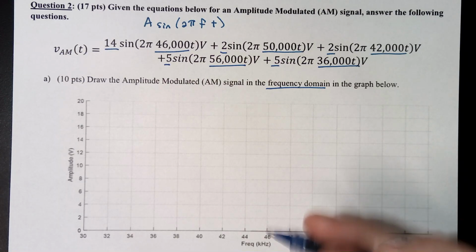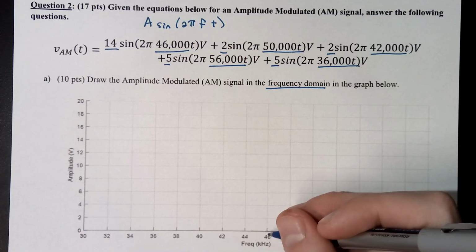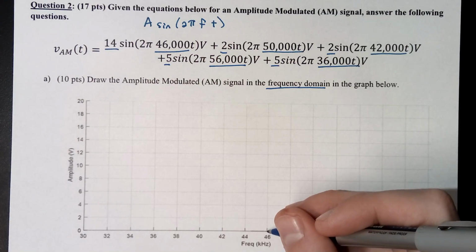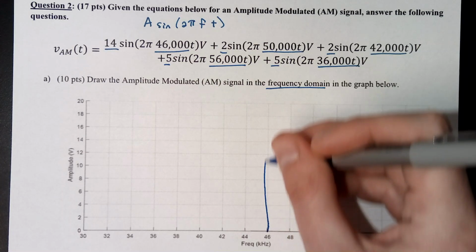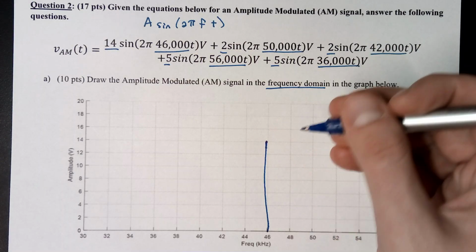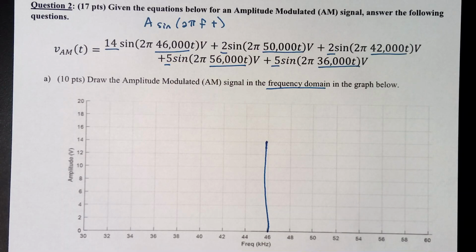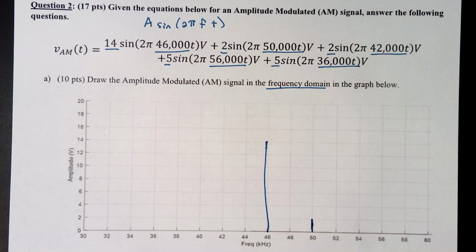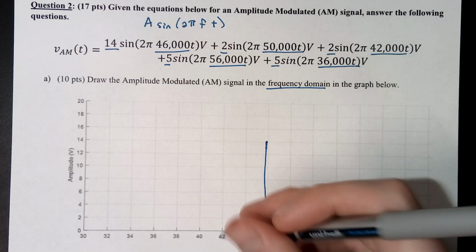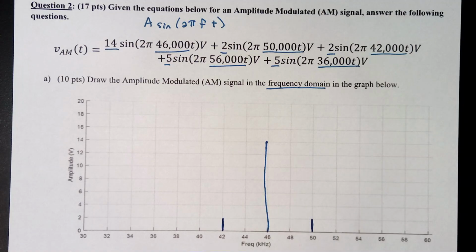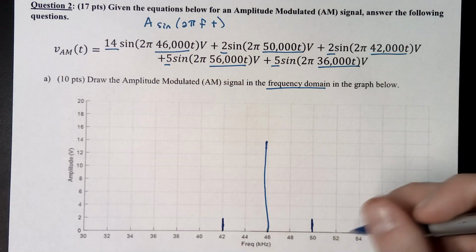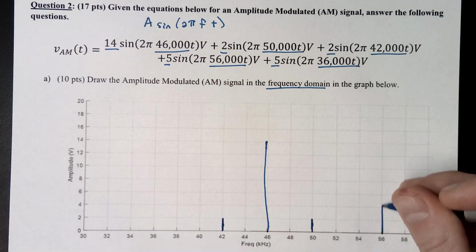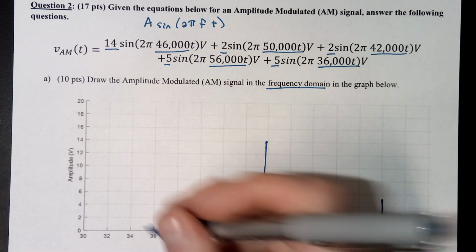We've got 14 at 46,000, so 46 kilohertz. So we've got a line here at 46, and that should go up to 14. And that should be straight. I'm just bad at drawing. So that's up to 14 there. And then we've got 2 at 50,000. We've got 2 at 42,000. We've got 5 at 56,000. And we've got 5 at 36,000.